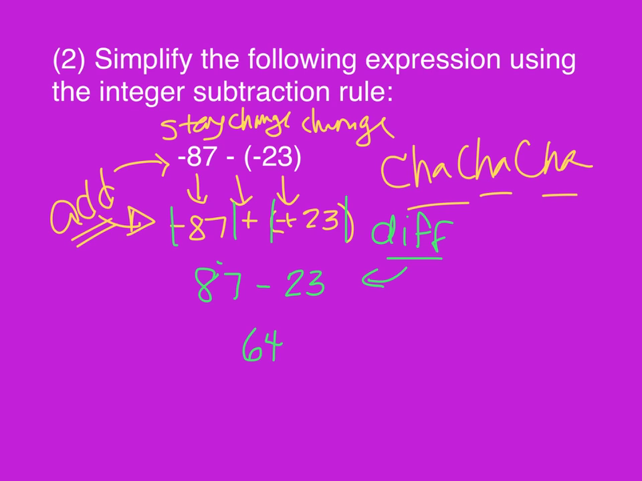I have to say which one of these two is the larger absolute value. Of course, it's this, the 87, which means my answer needs to be negative. And my final answer is negative 64.